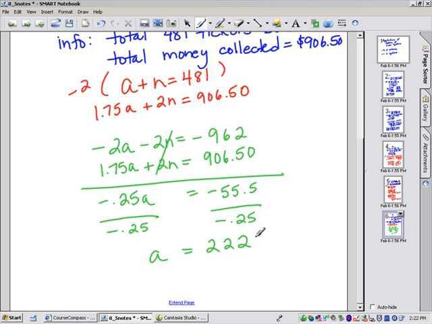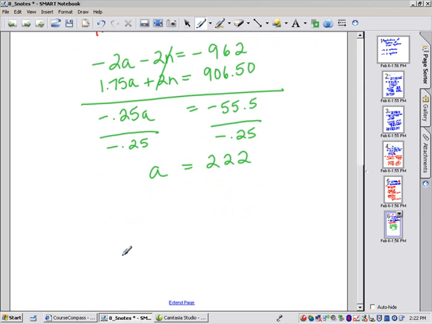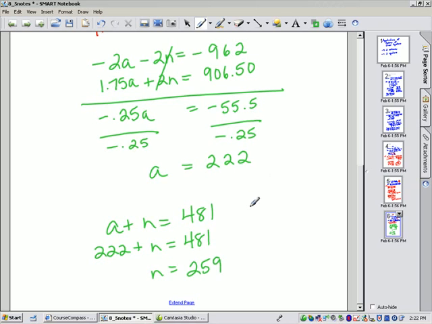Now that we can plug in to find out what N is. If we know that A plus N was 481, we know that 222 plus N is 481. So we can subtract 222 from 481 to get 259. So this tells us that there were 222 activity cardholder tickets sold, and there were 259 non-cardholder tickets sold.